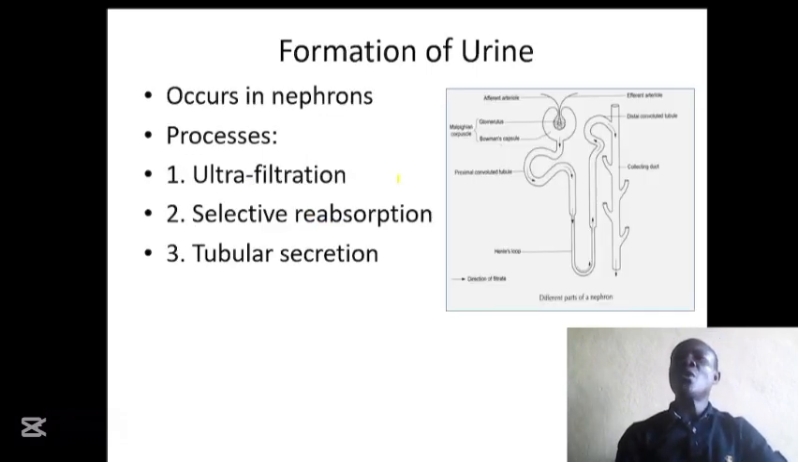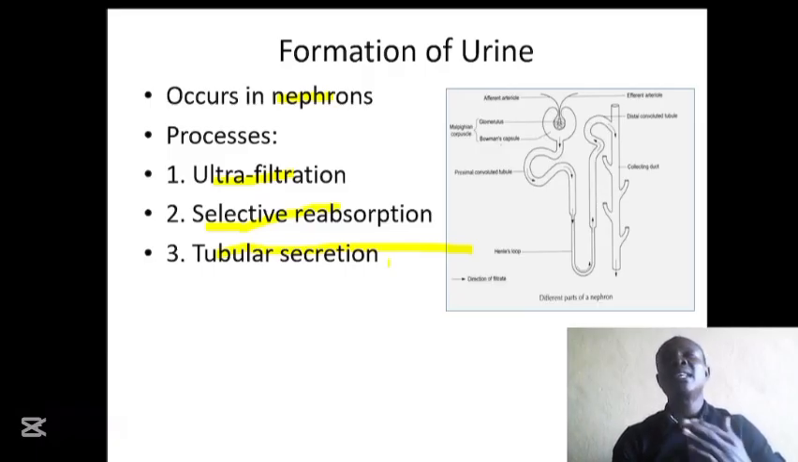Now let's talk about how urine is formed. The formation of urine occurs in the nephrons. The basic unit of the kidney is called the nephron. And I said the formation of urine involves three processes. One is ultrafiltration. Two is selective reabsorption. And the third one, the last one, is tubular secretion. We have to talk about all of these processes, how they occur. But before we talk about it, let's try to describe the structure of a nephron.